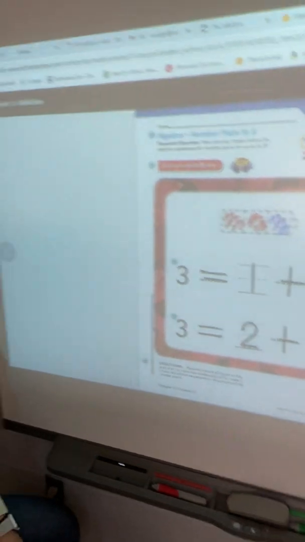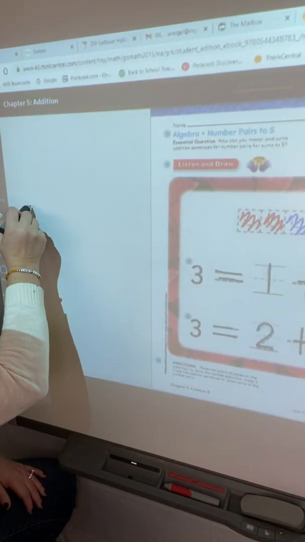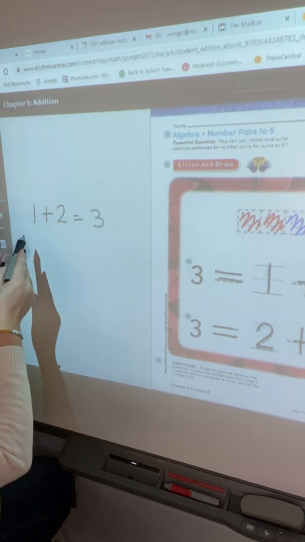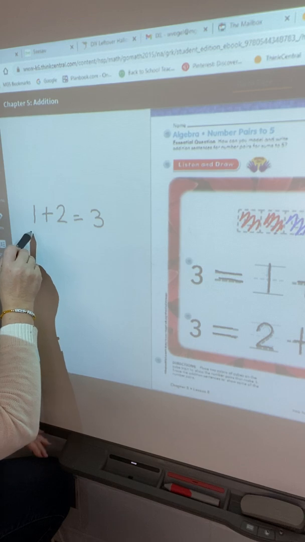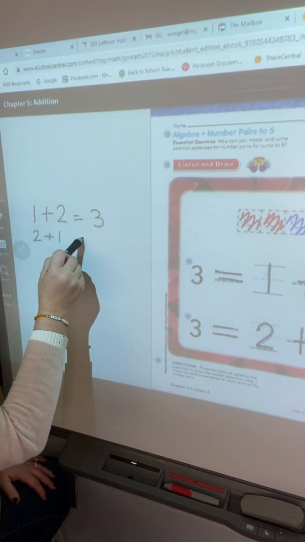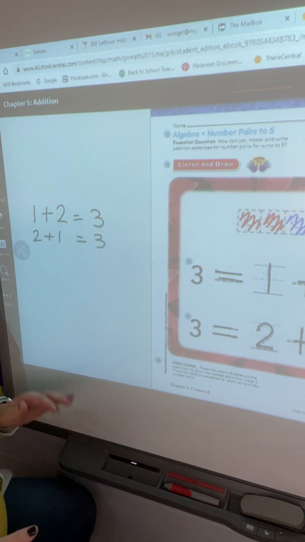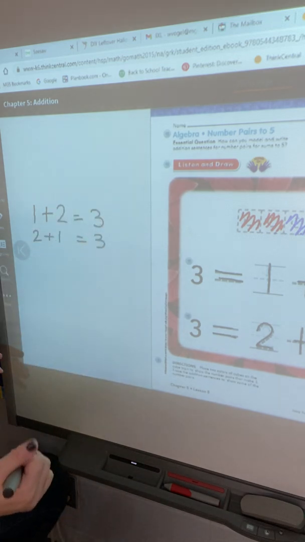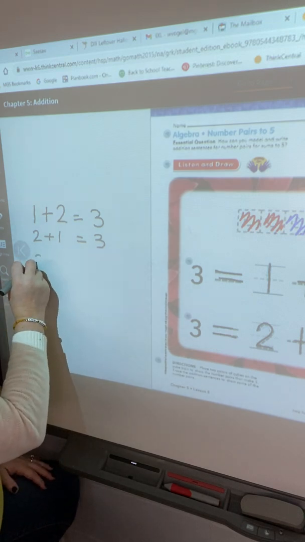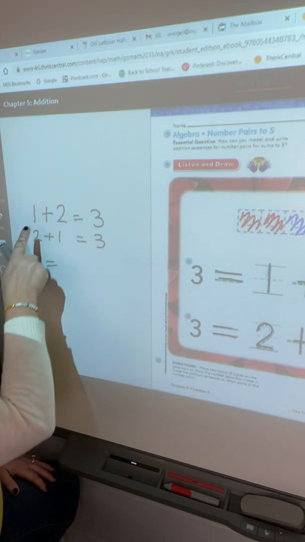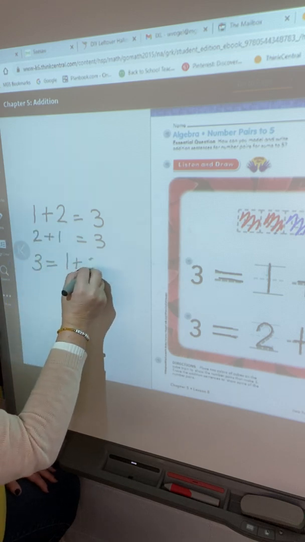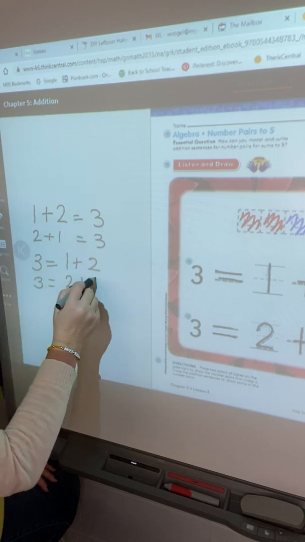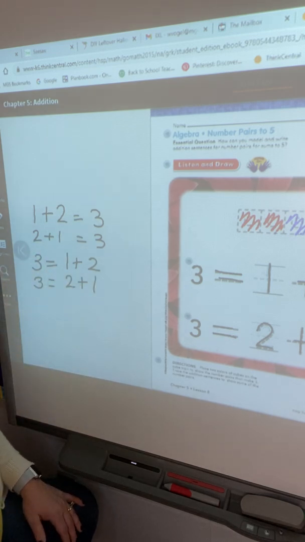Okay, so let me show you what you've been doing. You've been doing 1 plus 2 equals 3. And the flip of 1 plus 2 would be 2 plus 1 equals 3. Okay, so now all we're doing is moving the answer to the beginning. So I want to know the answer right away. So I would say 3 is equal to 1 plus 2, or 3 is equal to 2 plus 1. That's not so bad, is it?